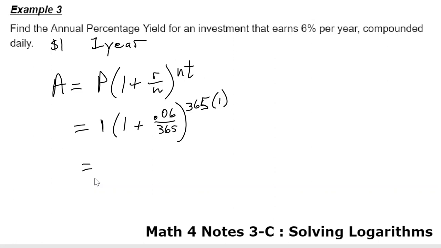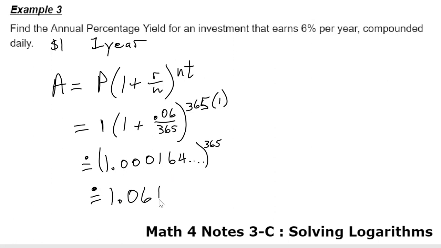Now, whatever that is, I'm going to raise to the 365th power. It's basically 1.000164, yada, yada, yada, to the 365th power. So once I raise that, I get 1.06183 and then some.